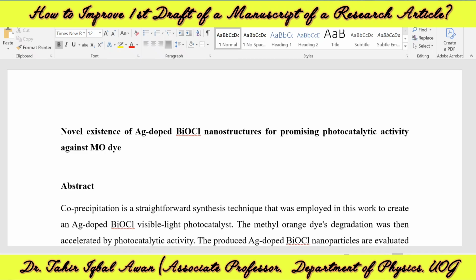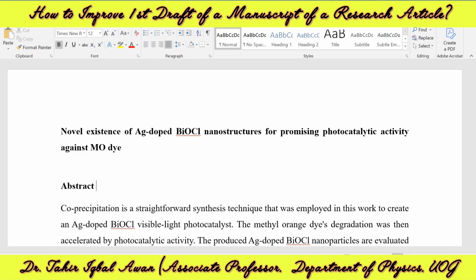And even for "MO," you can use the complete name, methyl orange, instead of the abbreviation. And even when we are using "novel existence," as long as your work is so extraordinary, then use the word novel. Otherwise, you can get away from it, right?